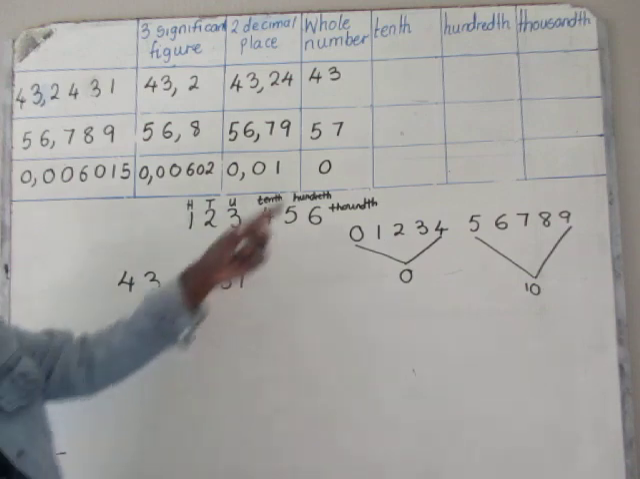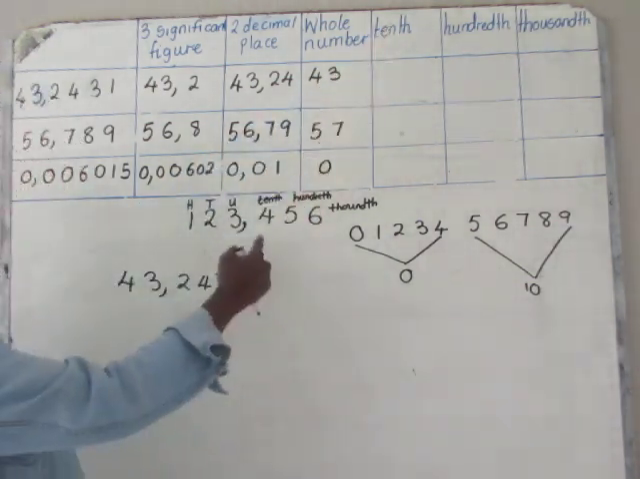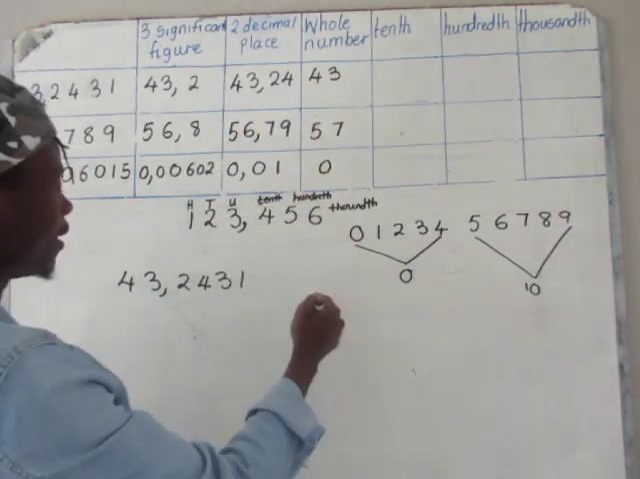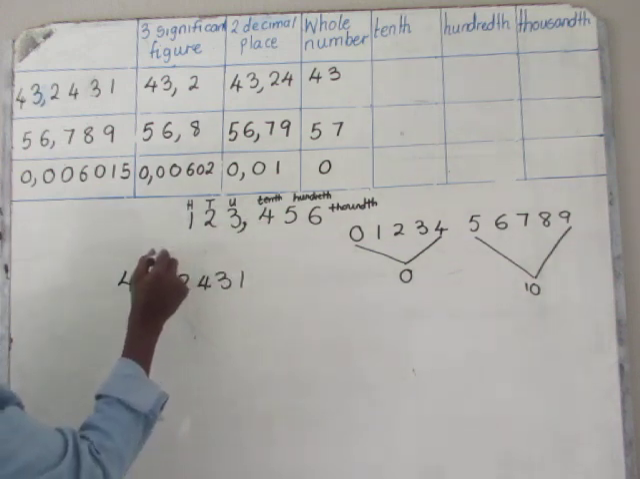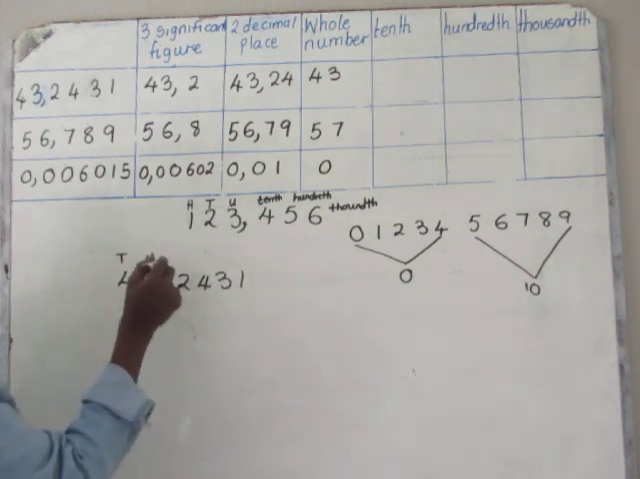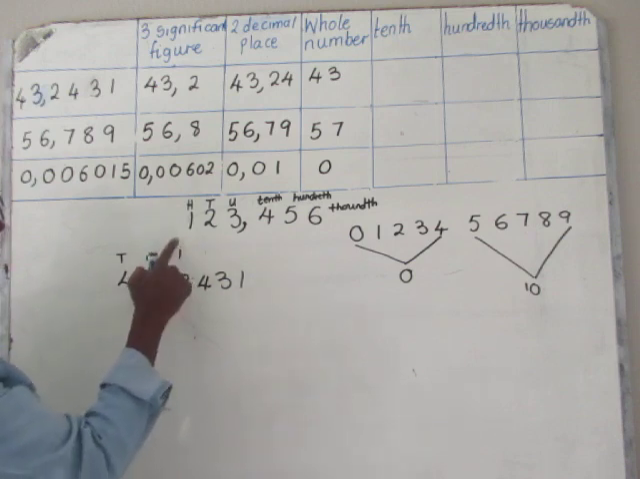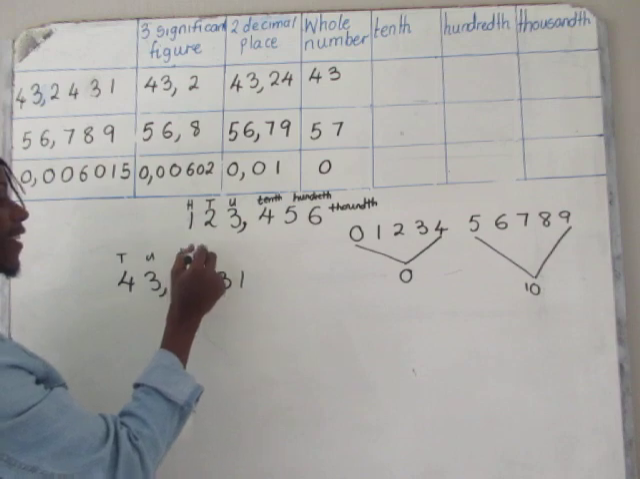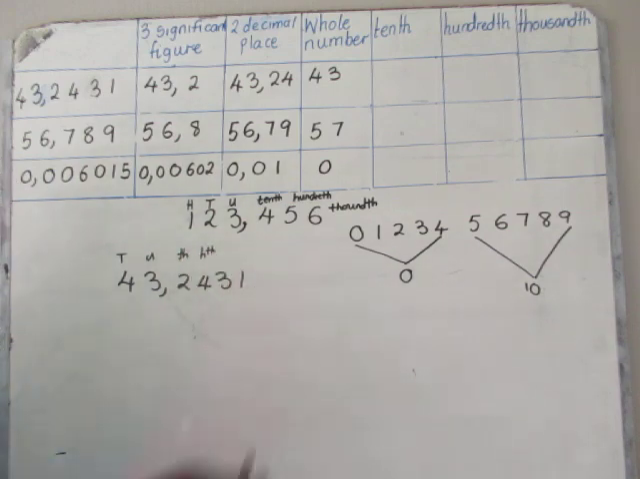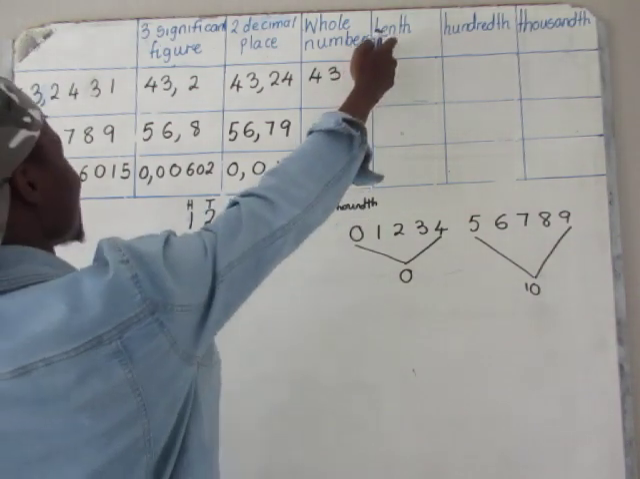So rounding off 43.2431 to the nearest tenth. A tenth is the first number to the right after the comma. So we only need this guy. So this is the units, these are tens, hundreds. This is the tenth, hundredth, thousandth as they go. So they say to the nearest tenth.